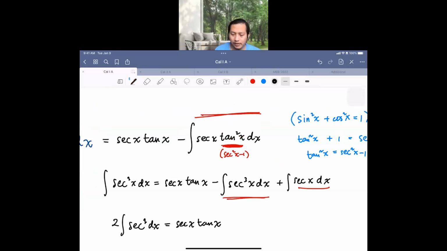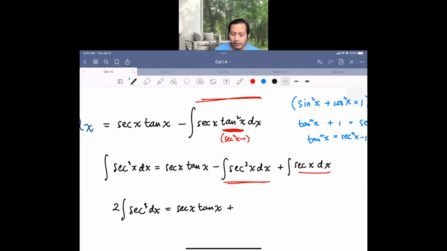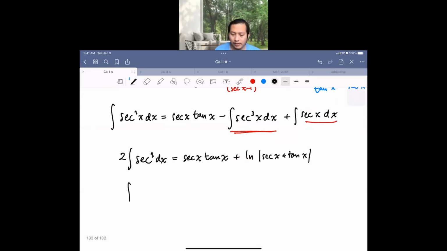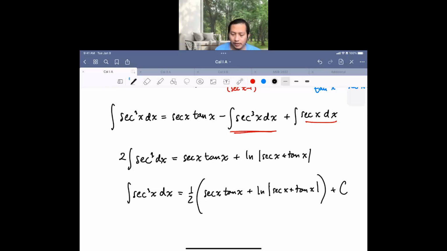So the integral of secant x is ln of secant x plus tangent x, and then plus c. So we can have this for the secant.